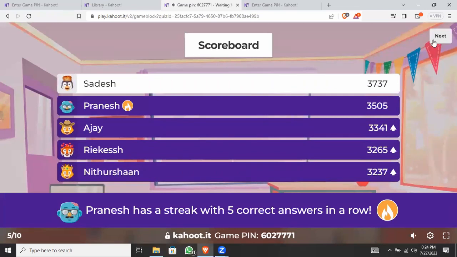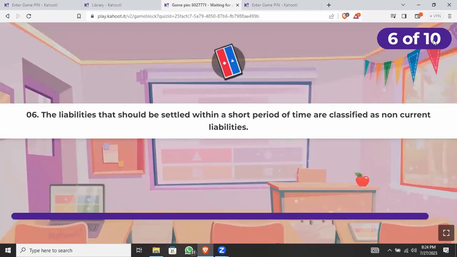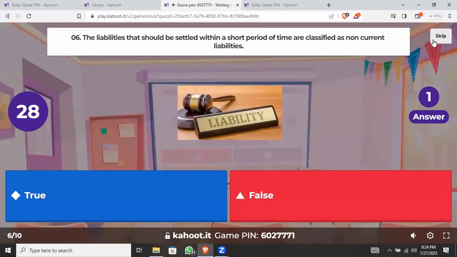Again, Sadesh got the first place. Let's move to question number 6. The liabilities that should be settled within a short period of time are classified as non-current liabilities. True or false? Another 10 seconds more.